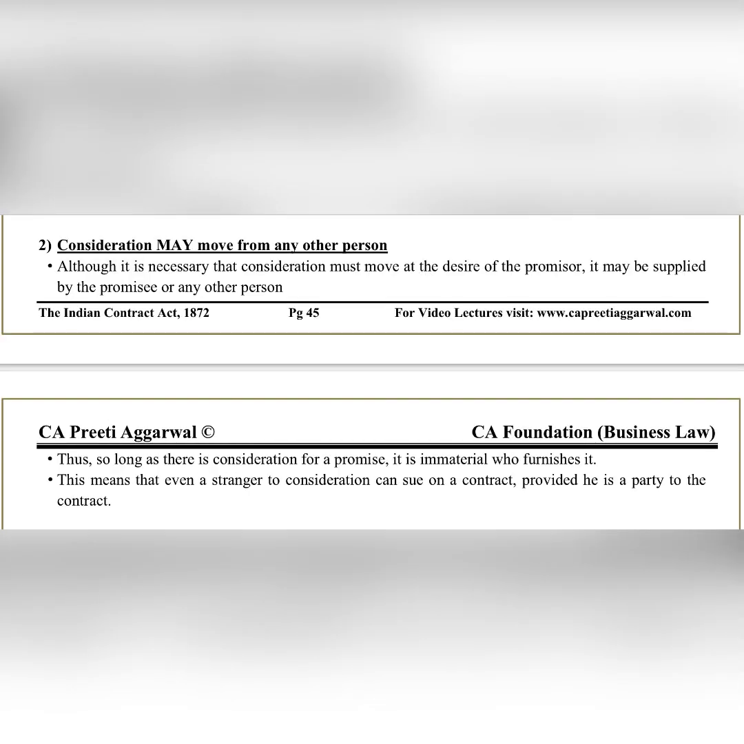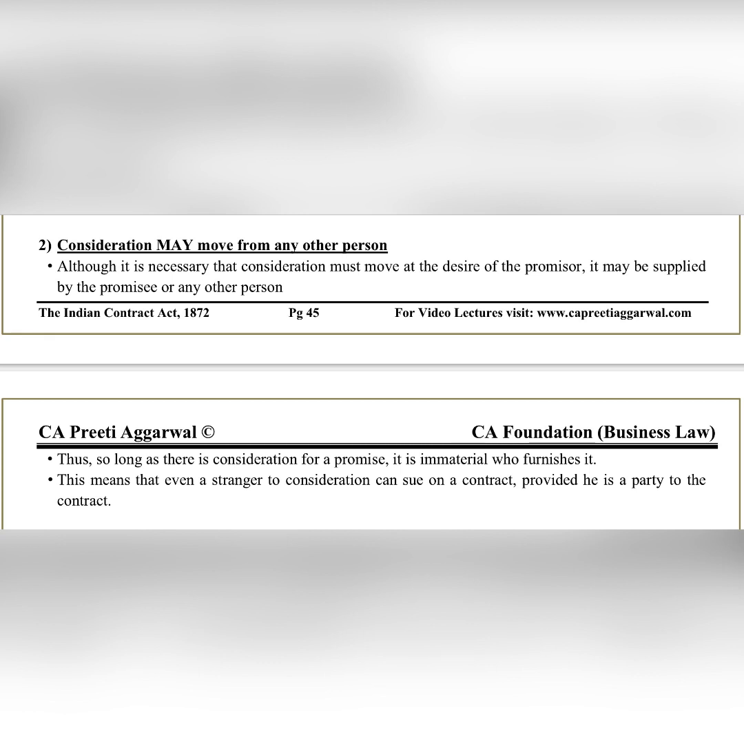The next essential element is that consideration may move either from the promisee or any other person. It means that it can be supplied, it can be given either by the promisee himself or any other person. There is one very important case law over here, Chinnaya versus Ramaya, and that also establishes the principle of stranger to consideration. I have a detailed YouTube video on this concept, so please go and watch that video. It explains stranger to contract and stranger to consideration along with the case law Chinnaya versus Ramaya. So please go and watch that video.